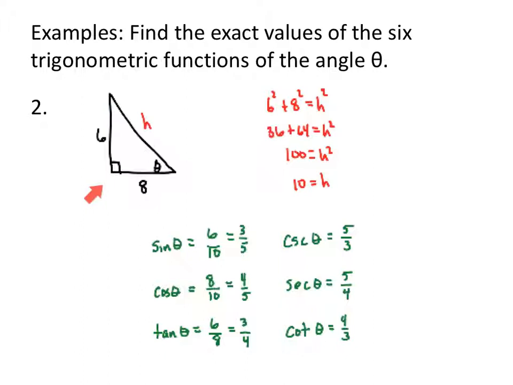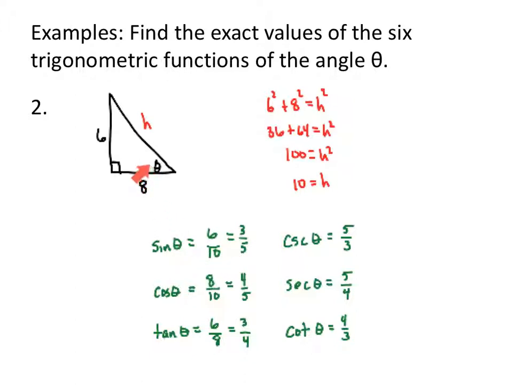If I'm given a triangle with opposite side 6, adjacent side 8, and I want to find the hypotenuse, then the Pythagorean theorem says 6 squared plus 8 squared equals h squared. 36 and 64 makes 100, so my hypotenuse has a length of 10. In reference to theta, sine is opposite 6 over hypotenuse 10, 6/10, which simplifies to 3/5.